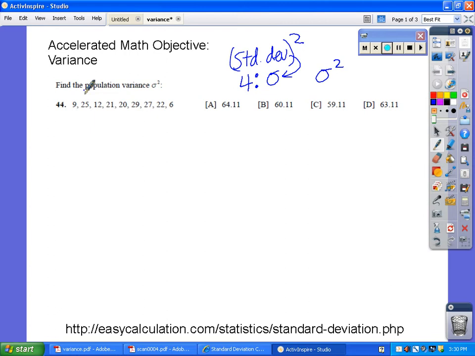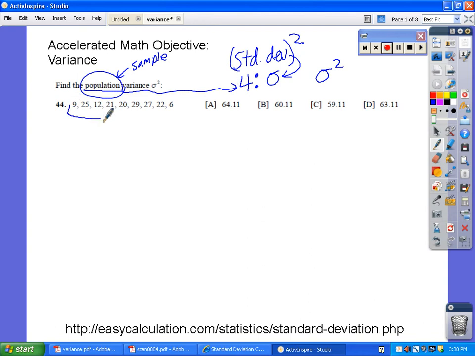Now, the one thing we've got to watch out for is the word population versus sample. Right now, we're going to look at population. It's basically when you're counting the entire population, and this is kind of the normal one that we're going to go for. This is, again, coming from number 4 on our TI calculator.